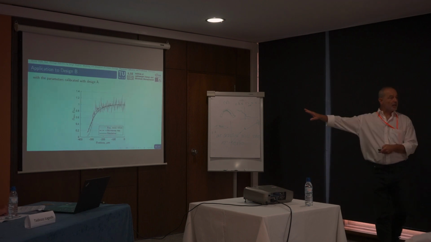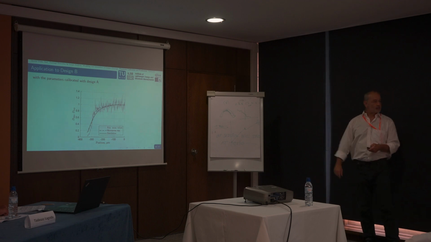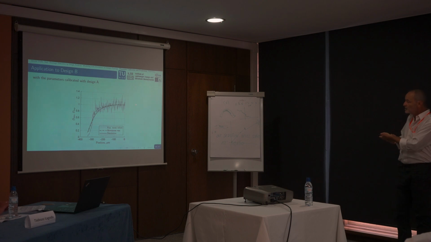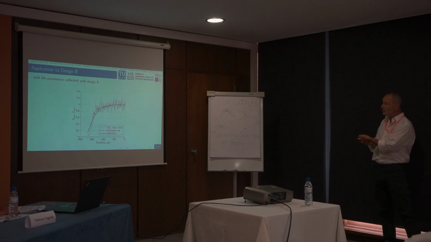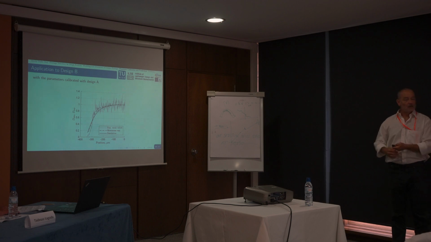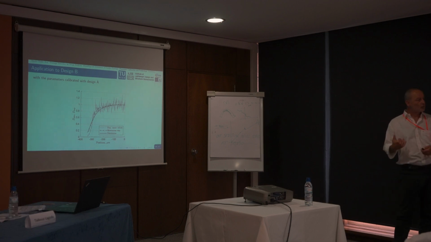So then we can apply the same calibrated material to design B. It's the simpler one, it also fits, and you see that if we have 5,000 cycles on design B, we are, let's say, beyond lifetime, so the damage is a little bit larger than that. So design B would last less long.